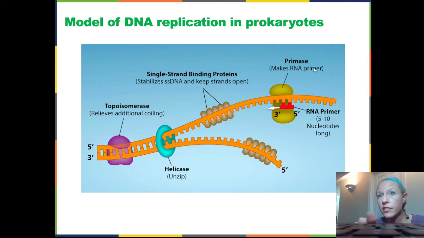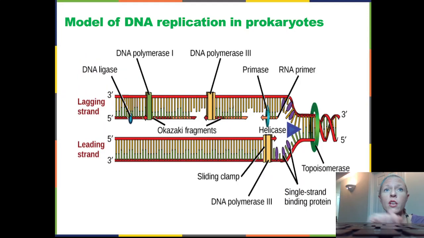We have primase, which is going to be adding what are called RNA primers. But primase only works in the 5' to 3' direction. So that's all well and good for one of the strands, but not so convenient for the other strand. So we'll get into what that means in a moment. So now, let me walk you through this in words first, and then we're going to go back to this.